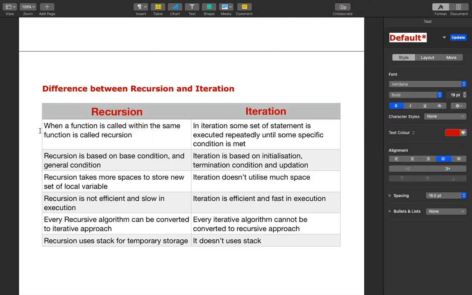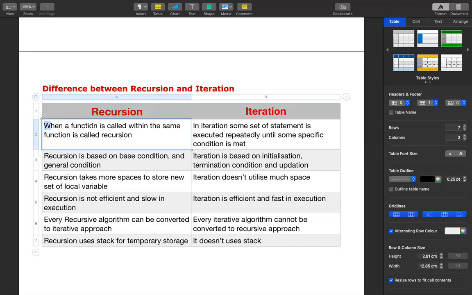The first difference is the definition itself. A recursive function is nothing but calling a function within the same function, and that is called recursion. That is the definition of recursion. And when do we go for iteration? When we want to repeat some set of statements until some specific condition is met, such a concept, the repetition of a statement until a condition is met, is called iteration. So that is the straightforward difference in definition.